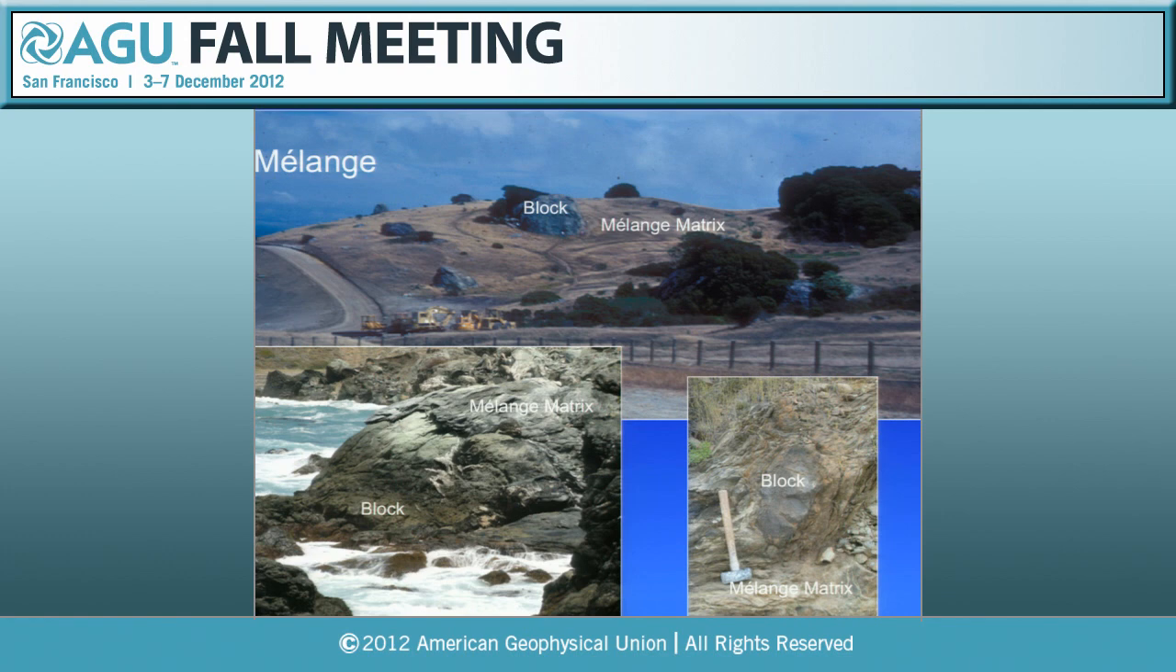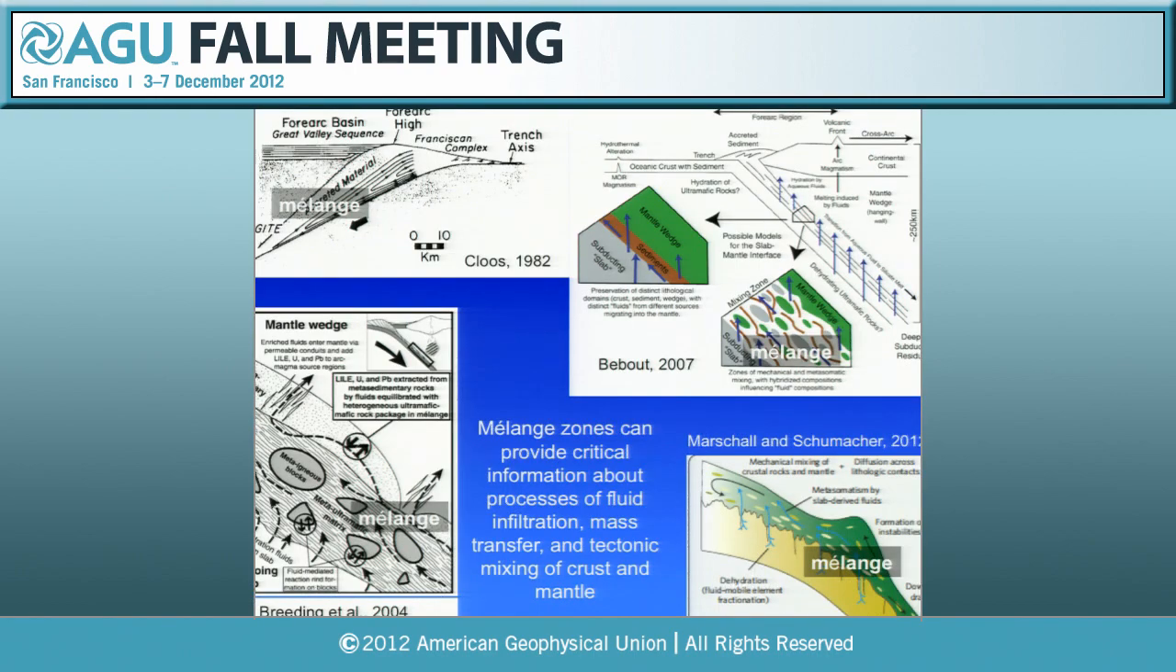You can see here three images that show what mélange zones are like. They are essentially larger-scale blocks surrounded by finer-grained mélange matrix. And this is automatically advancing itself, which is kind of stressful. But anyway, I'll have to talk fast to keep up with it.